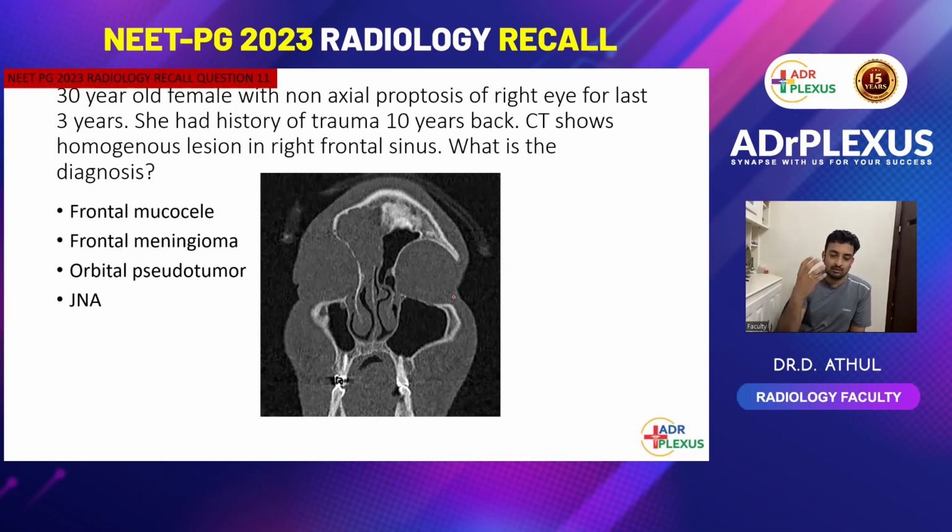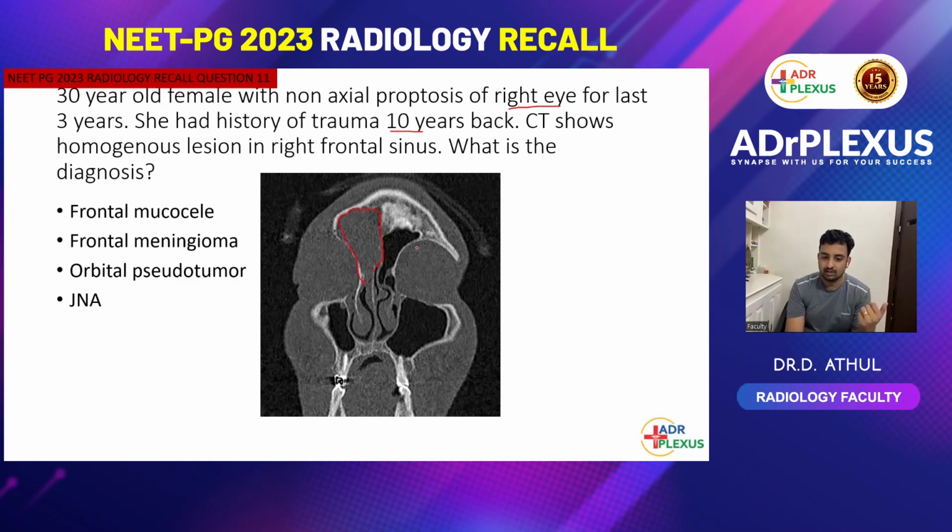The patient is having some proptosis-like feature. Patient is having right eye pain. She had a history of trauma 10 or 12 years back. Whether that is significant or not, we don't know. What they were telling was the CT shows a homogeneous lesion filling the frontal sinus. See, there is a homogeneous lesion filling the frontal sinus.